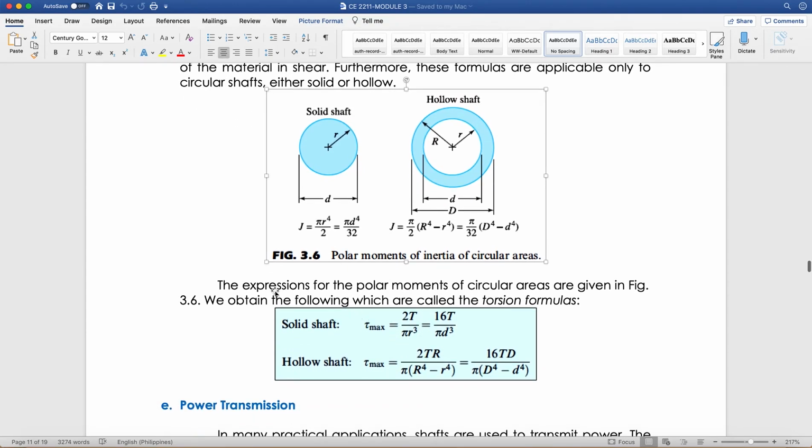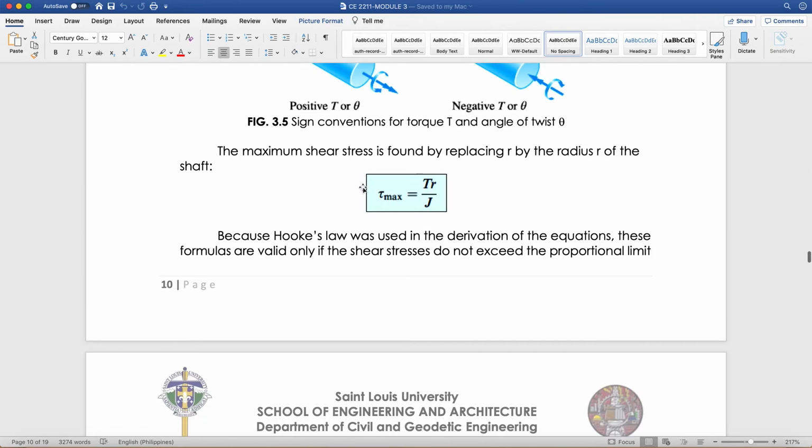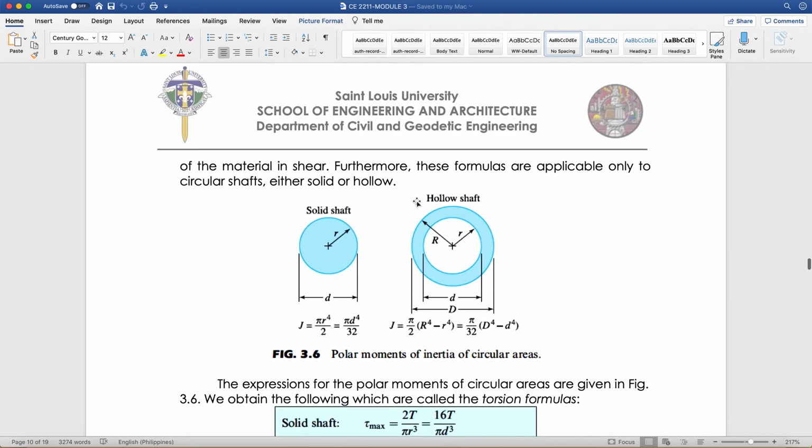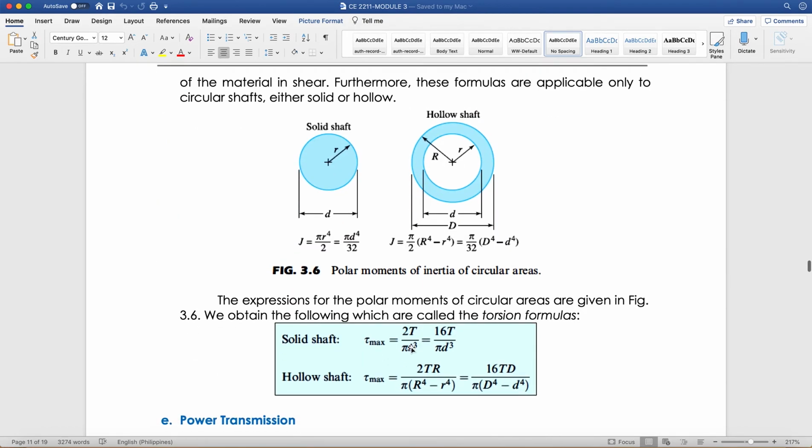So, the expressions of the polar moment of circular areas are given in figure 3.6. We obtain the following. So, shear max is equivalent to 2 times torque divided by pi r cubed. Or just simply use our general equation here and here. Then, just simply input it. Just simply substitute J. Then there's no need for you to memorize this. But if you want to memorize this right away, then well and good.